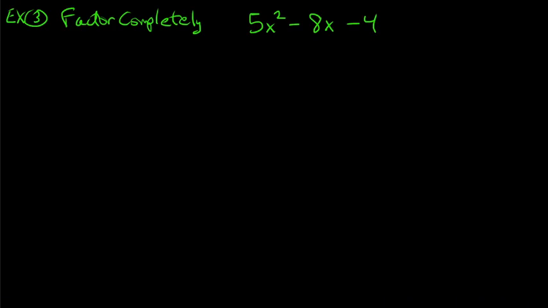Let's do another one. Okay, next one: 5x squared minus 8x minus 4. Factor this completely. So first step, GCF. Well, I hope it's clear that it's going to be 1 here, right? Because the leading coefficient here, the a, if you will, a is 5. So let's write that down. A is 5, b is negative 8, and c is negative 4.